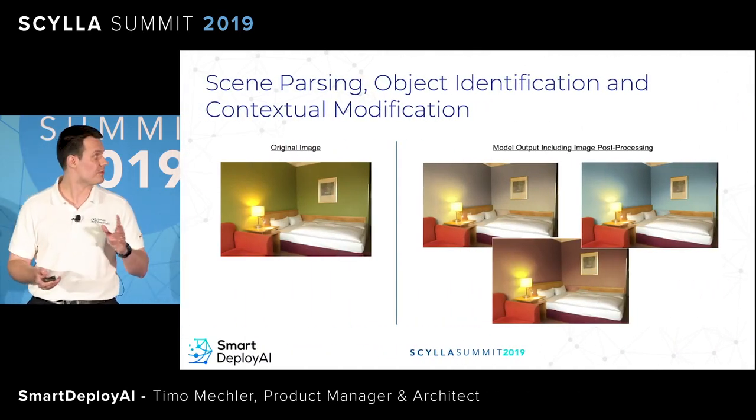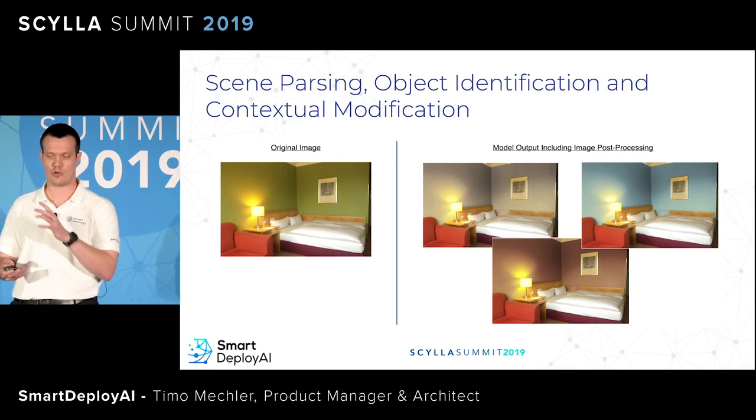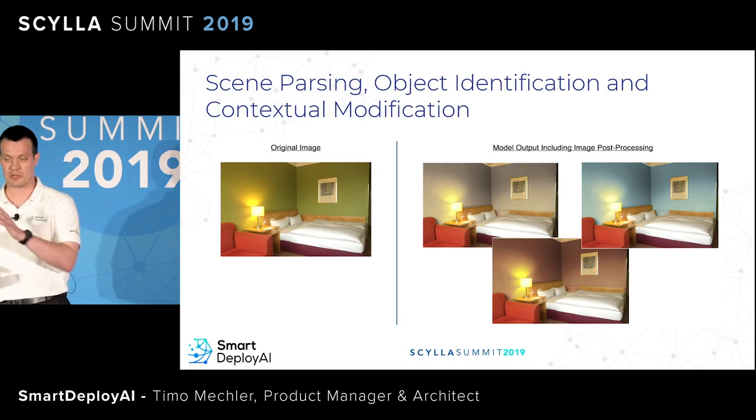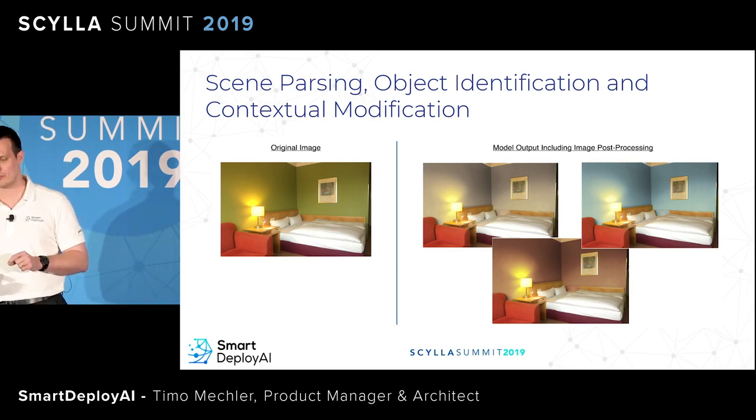On the left side is the original image, and on the right side, after the AI and the post-processing, it's with different color applied to the wall. So I think this is pretty cool. This was all done with AI, not with Photoshop last night. So very cool use case.